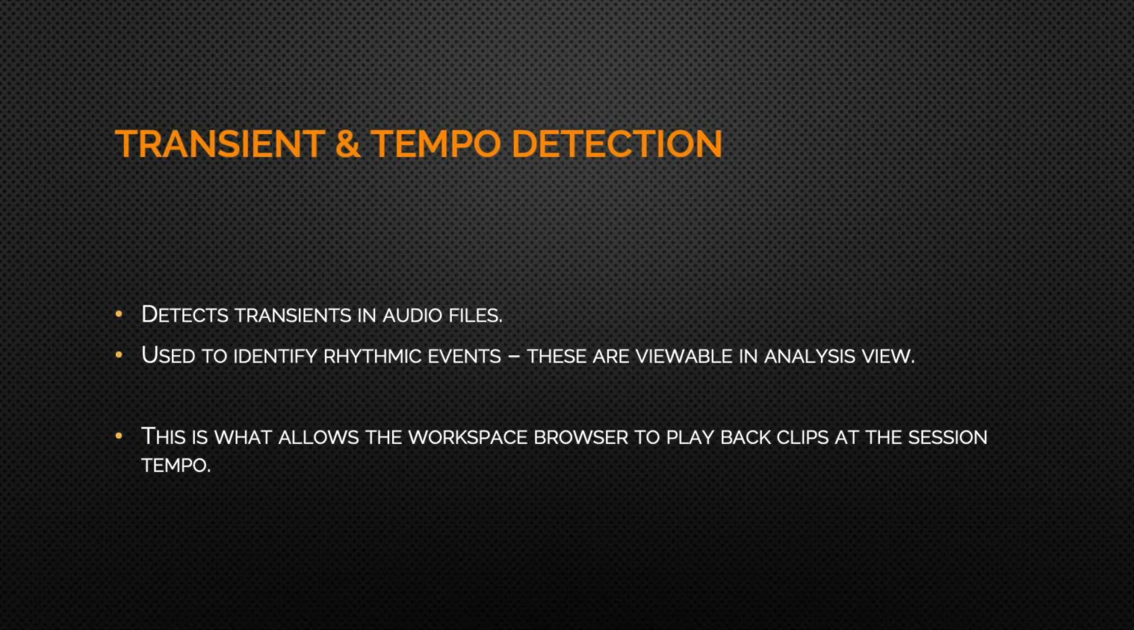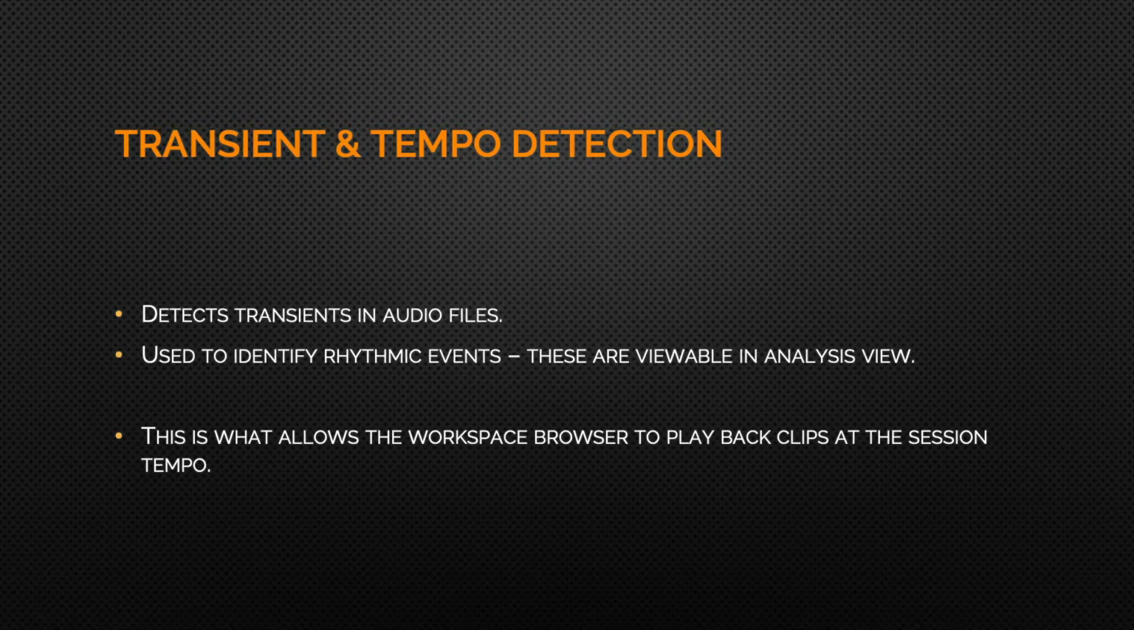Tempo detection. Using the detected transients, Elastic Audio analysis attempts to identify a tempo for the analyzed audio. Audio files containing a regular periodic rhythm can be successfully analyzed for tempo. If the tempo is determined successfully, then Pro Tools will also calculate the file's duration in bars and beats.